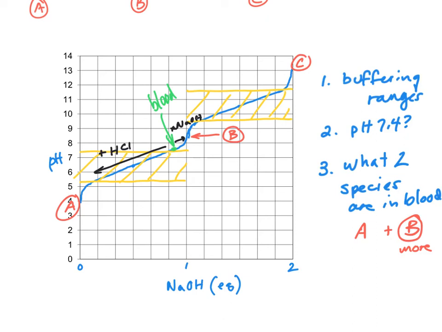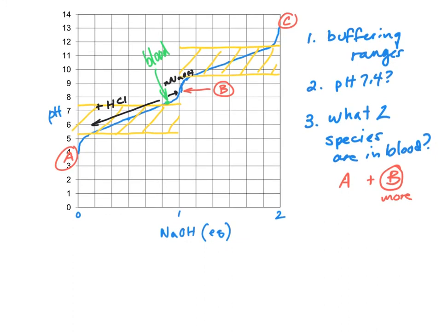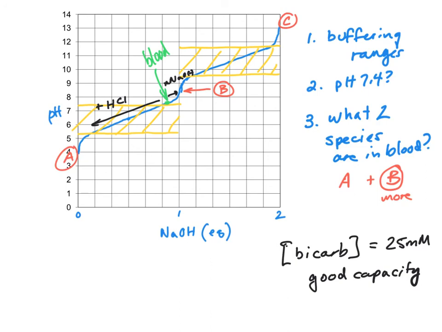However, we don't want the pH to change at all, and it looks like it's going to change whether we add protons or base. So, why is this such a good buffer for blood when it's not even quite in the range? Well, one of the reasons is the concentration. The amount of bicarb we have in our blood is 25 millimolar. It's about 50 times higher than phosphate. So let's just make a note of that. Good capacity. You got a lot of base in your blood, a lot of bicarb, and that means it's going to be able to soak up a lot of protons as a neutralizer.